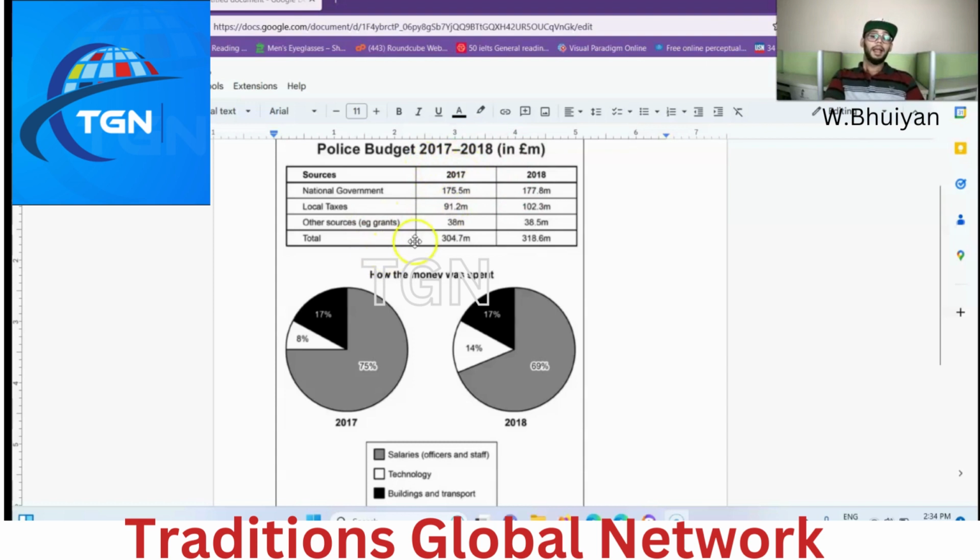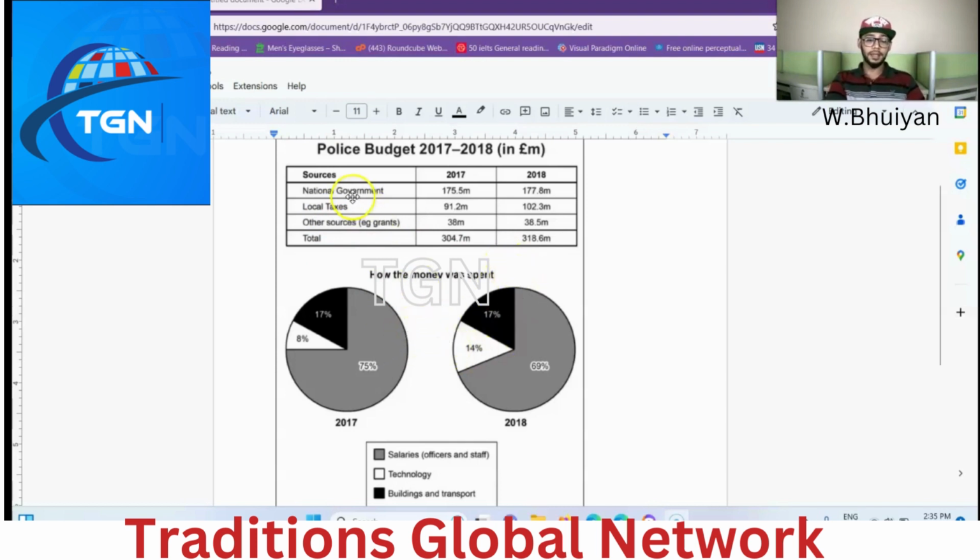Now, a bar chartটা দেখাচ্ছে আমাকে sources, right? And the pie chart is showing me how the money was spent. So bar chart showing the sources of the money, and the pie chart is showing how the money was spent. And now what I'm going to do, next step, সবার জন্য যেটা হবে, analyze the data.